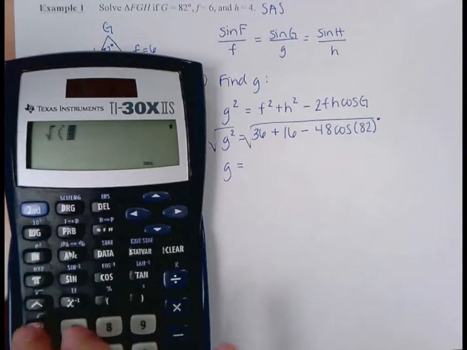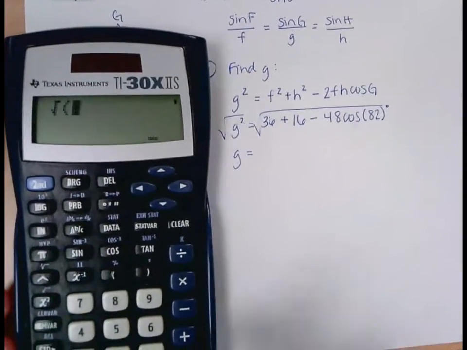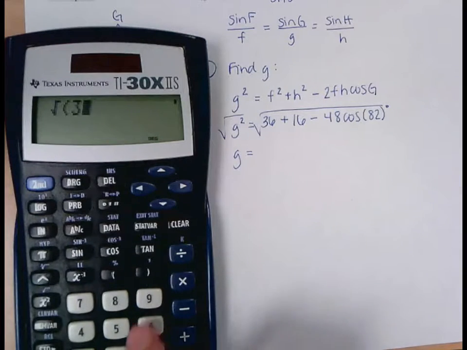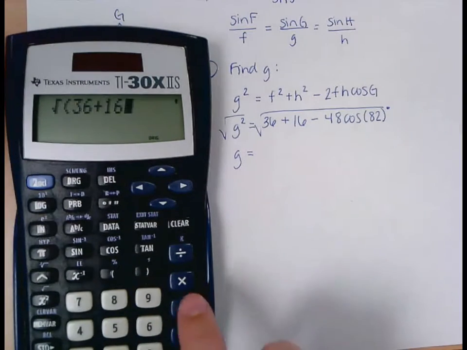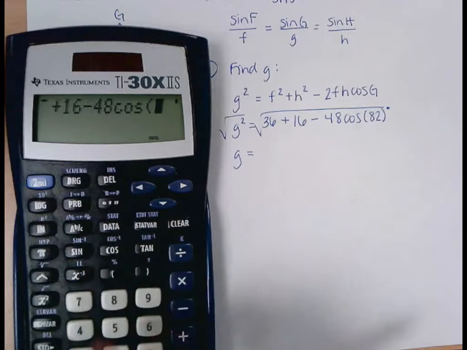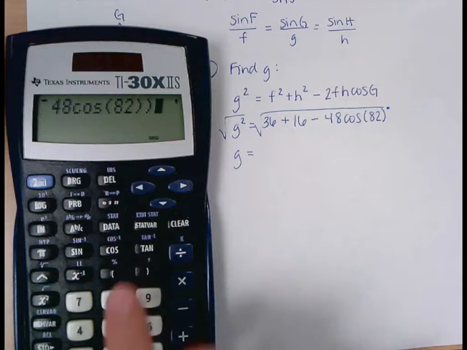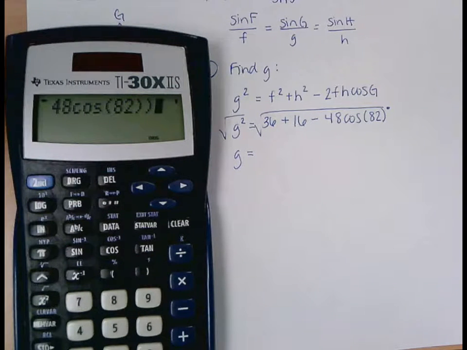So I type in the square root of, notice how that parentheses comes up, so I just have to make sure all of this is within the parentheses. 36 plus 16 minus 48 cosine of 82. I'm going to have to close the parentheses for the 82 and then close the parentheses for the square root. Hit enter. And we'll round, like we did yesterday, angles to the nearest whole number, and sides to the nearest tenth. So about 6.7 is side G.